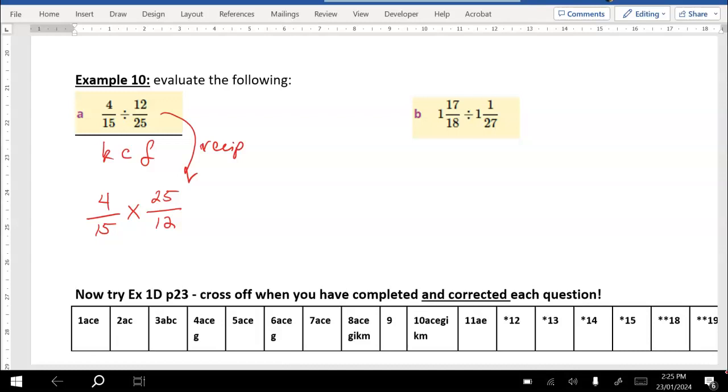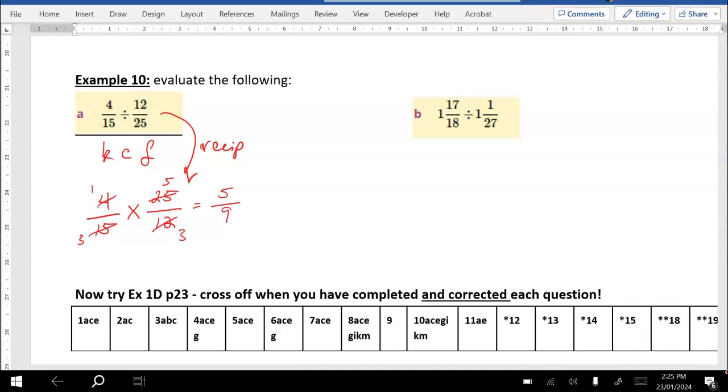Now, before I go any further, let's see what we can cancel. Between 15 and 25, I've got a factor of 5. Divide that by 5, I get 3. Divide that by 5, I get 5. And between 4 and 12, 4 is the highest common factor, and so that brings that down to 3. 1 times 5, 3 times 3. So the answer there is 5/9.